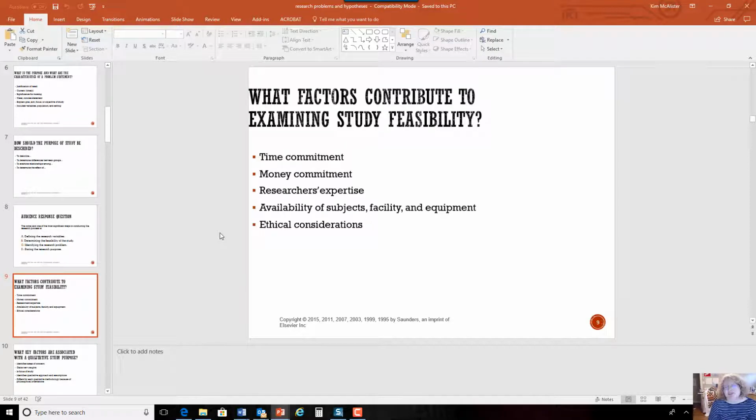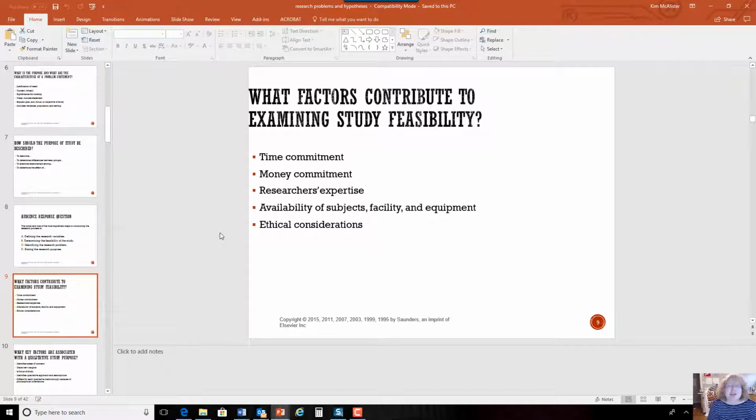Another issue on feasibility is what type of experience does the researcher have? Is this their first project? Do they have multiple studies? Are they an experienced researcher? Do they have expertise in the field? Have they published? All of these things will affect that.